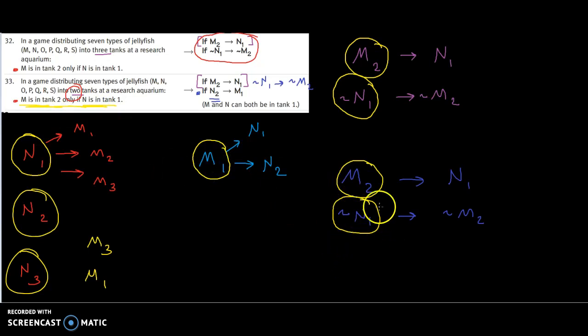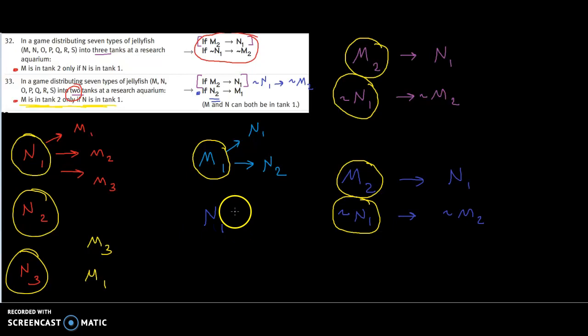No, it does not. We know what happens when M is placed in 2. We have no information about what happens with M1. So we can just scratch this out. We can't make any deduction about M1. Okay, let's move on. What about N1?